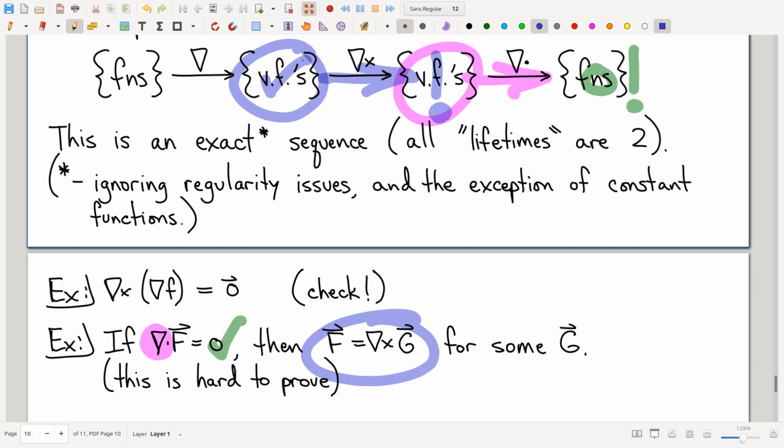And so, again, some people like to throw out this possibility as a counterexample to the lifetime of 2. Hey, look, I got a vector field. The divergence is 0. It died after one step. No, it didn't. It wasn't born here. It was born back here, and it died after 2 steps. Lifetimes are always 2.